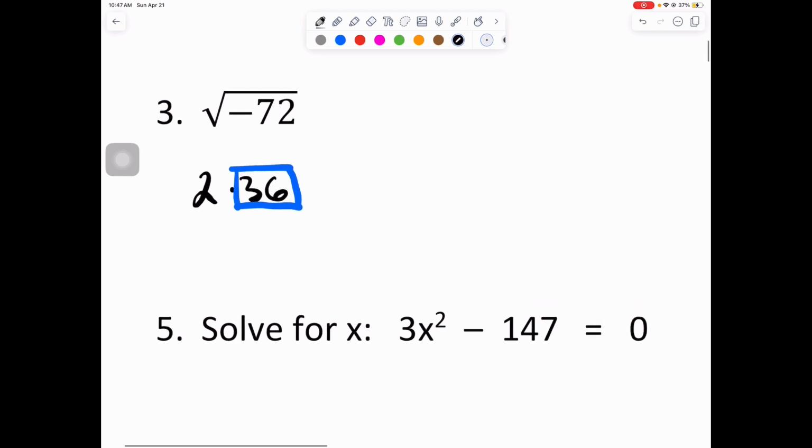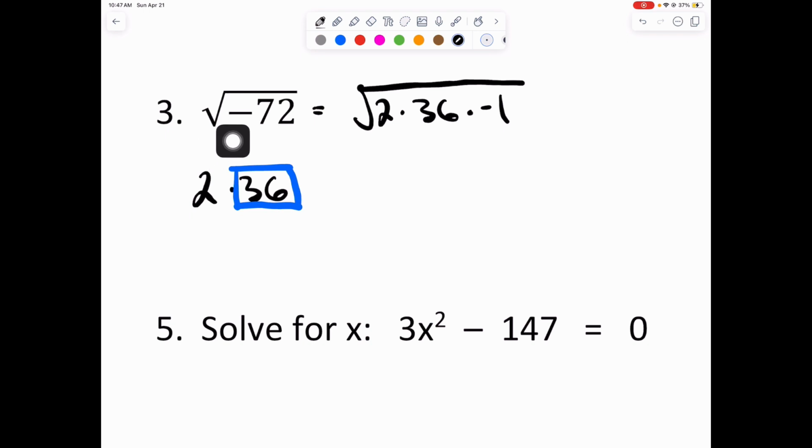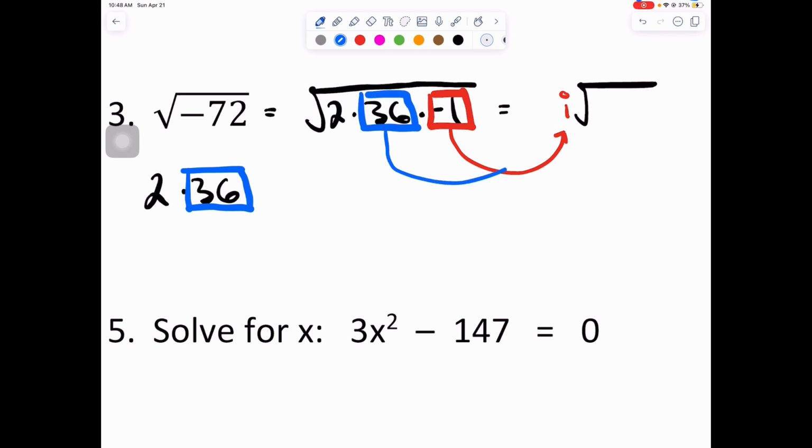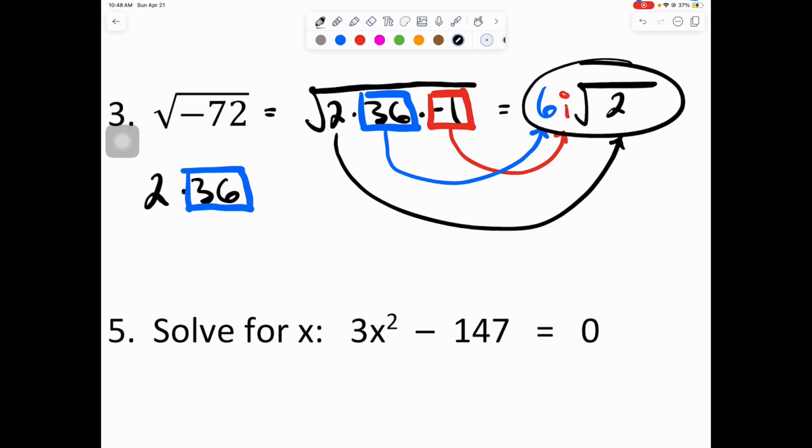within those factors. So the square root of negative 72 is equal to, let's bring up that radical, 2 times 36 times negative 1, because it's negative 72. So we need to add that in there. Now, negative 1 may not be a perfect square, but we can take the root of negative 1, which is the i, yes. We will also put a square around that 36, because we know the square root of 36 is 6. And what's left underneath that radical is that 2. Go ahead and throw it underneath your radical and circle your answer.